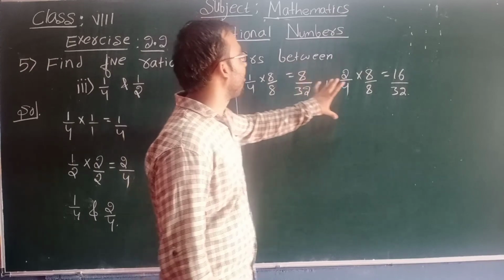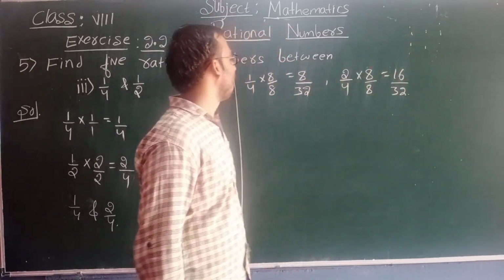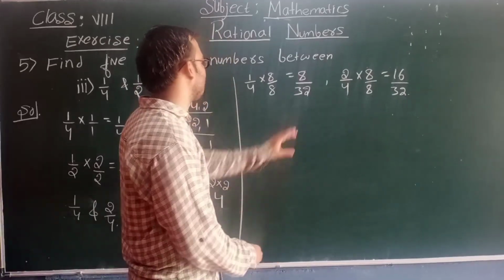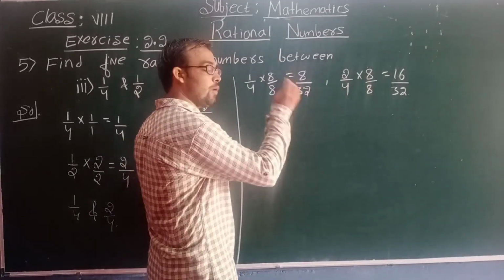We have got 8 by 32 and 16 by 32. So now we can write easily 5 numbers, excluding these two numbers. So what are the 5 rational numbers between these two numbers?